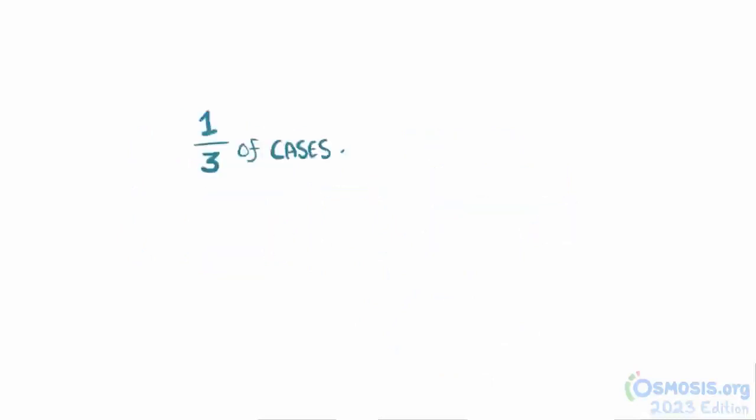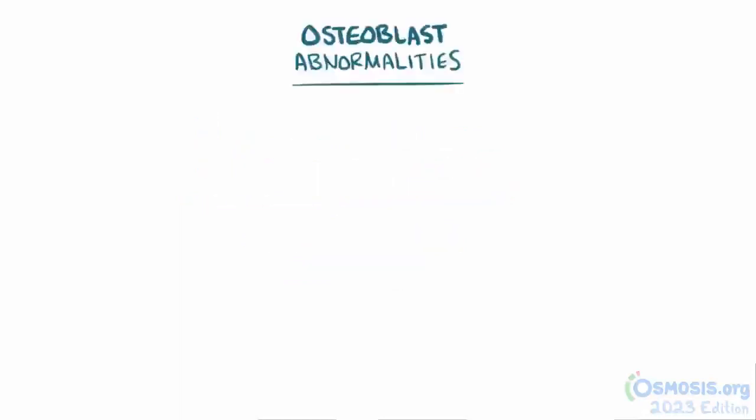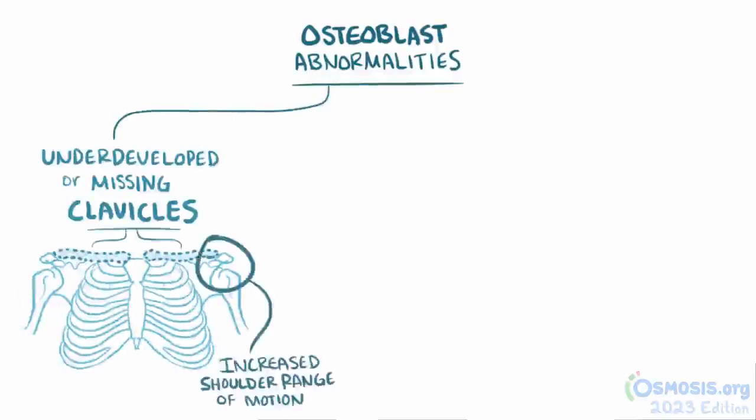In about a third of cases of CCD, there doesn't seem to be any mutation in the RUNX2 gene, meaning that there's probably some other mechanism that's involved. In any case, as a result of these bone-forming cell abnormalities, people with cleidocranial dysplasia often have either underdeveloped or missing clavicles, or collarbones, which can give them increased range of shoulder movement.